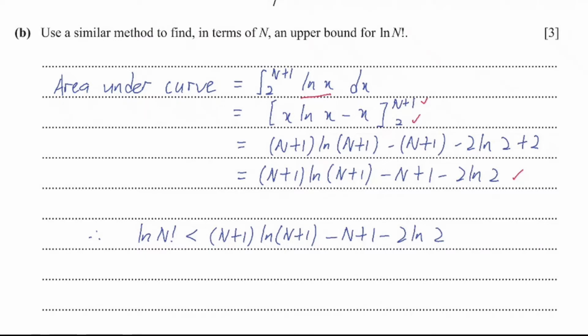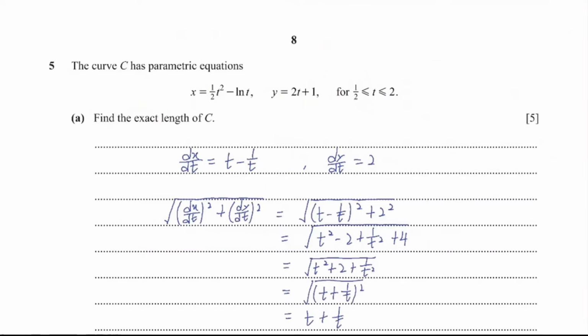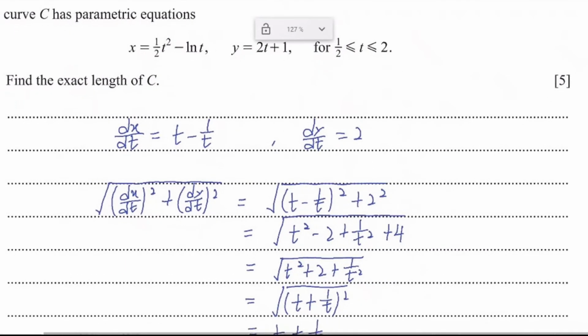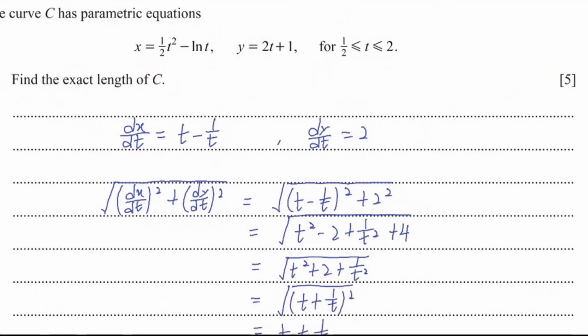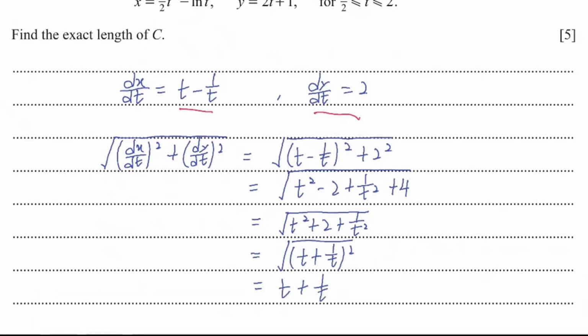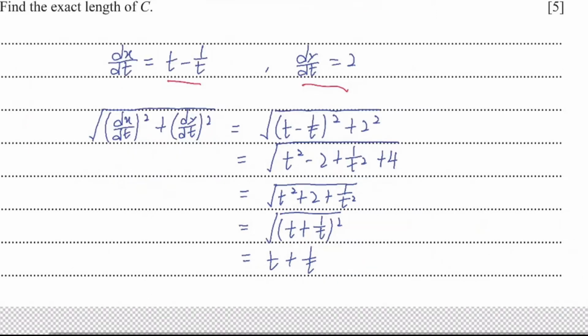So, okay, this is a curve that has a parametric equation, for t in between half and 2. So we need to find the exact length of the curve. For the arc length, we need to find dx/dt and dy/dt, square them, add them together, and put them in a square root. So we will have to see what are the things that we could achieve from there.